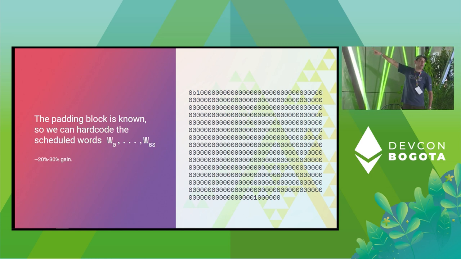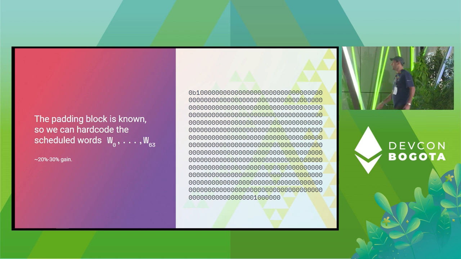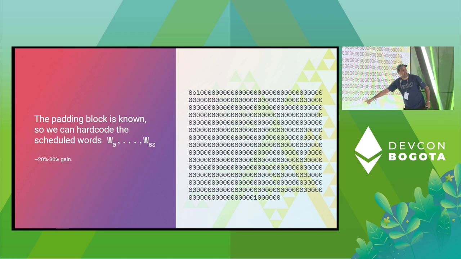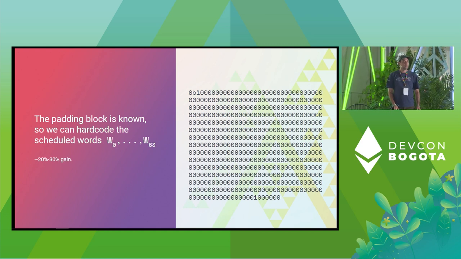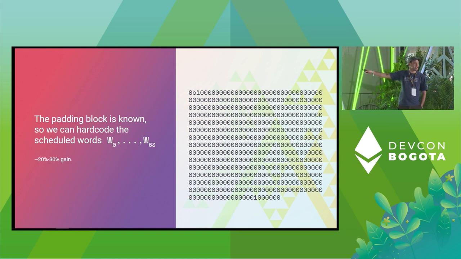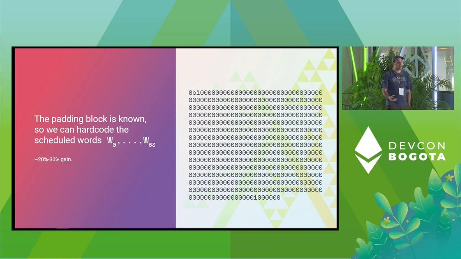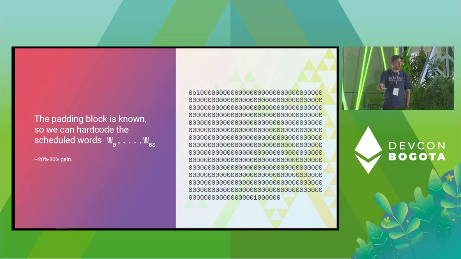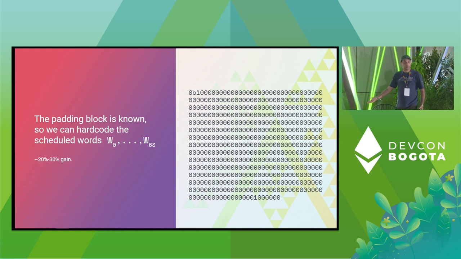The problem is that since we added that bit, now we need an entire block. And the entire block is all made of zeros, except this little bit one here, and the length field, saying the message was 64 bytes, which is 512 bits. But the point is that this block is known before we started hashing. The whole block is known. And in order to compute the scheduled words, we only need to know the message. We don't need to know the hash of the previous block. So whenever we hash 64 bytes, we can already compute the scheduled words for this entire block. We have them, so we can hard code them in the hasher itself.